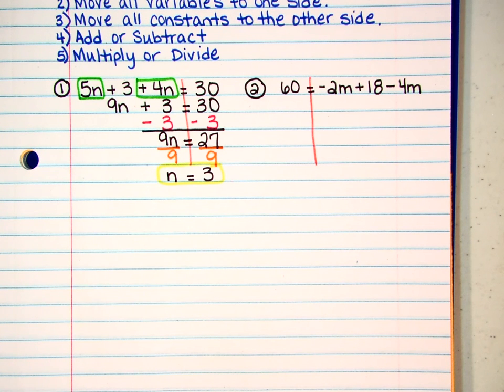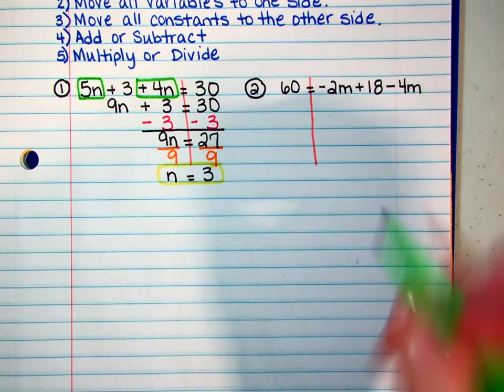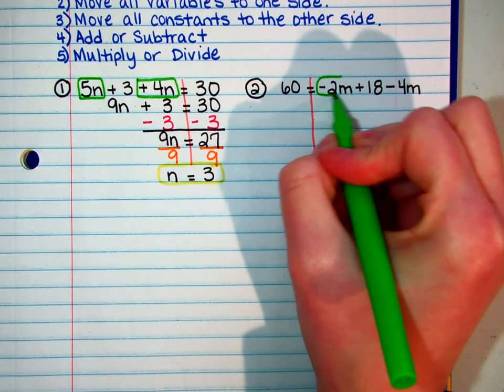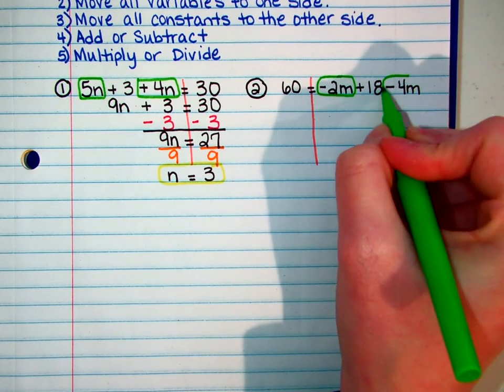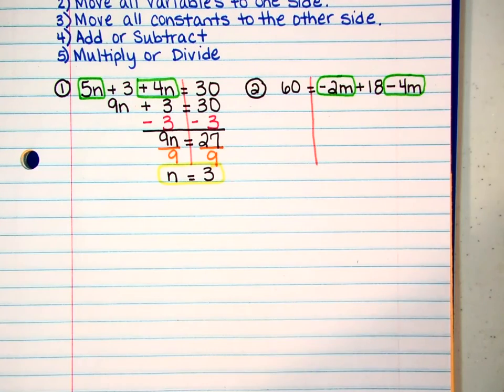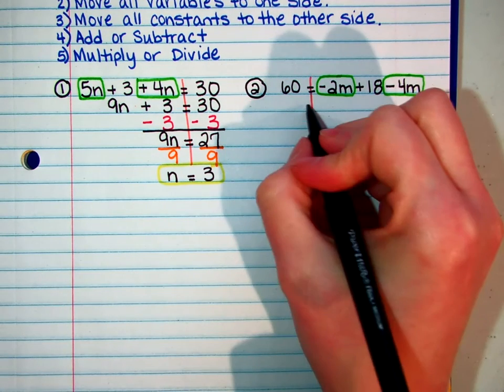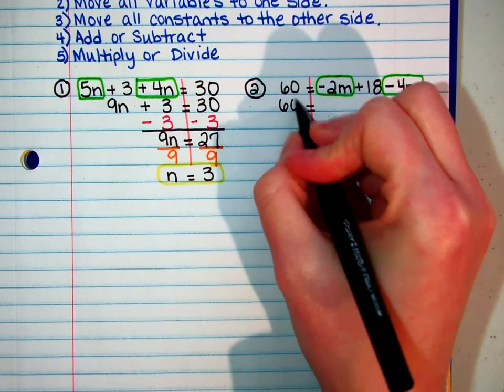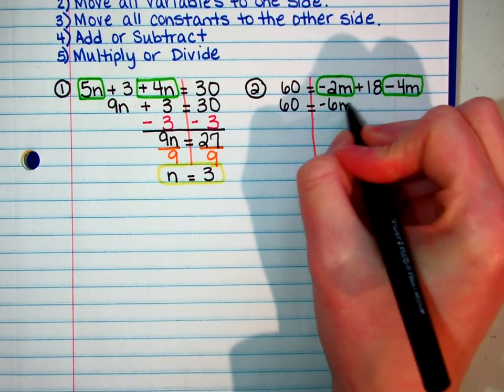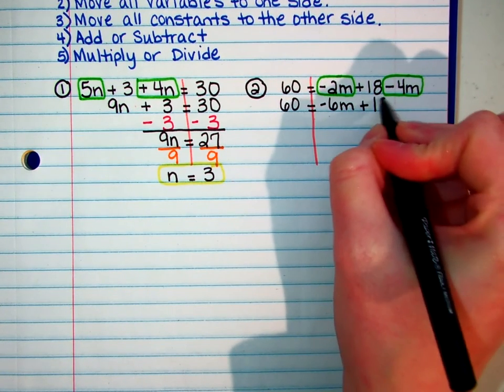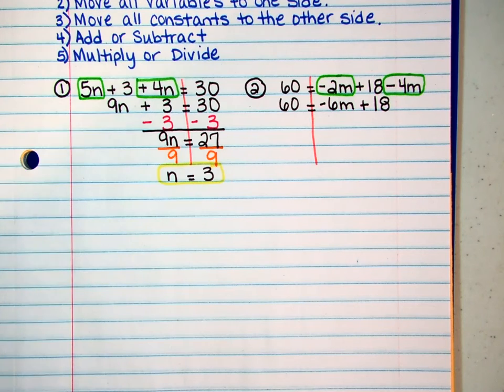Okay, now let's do our first step. Let's combine like terms. We have negative 2m and a negative 4m. They're both the same sign. They're both negative. Therefore, when I combine them, I actually will combine them. Negative 2, negative 4 make negative 6. So now I have 60 equals negative 6m plus 18. Now he's alone again, just like the 3, we bring him down.